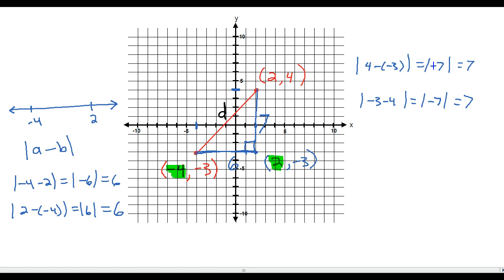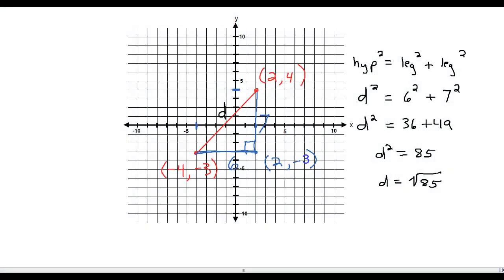So to find the horizontal distance, I subtracted the x-coordinates, and to find the vertical, I'm going to use the other two coordinates. To find one of the legs, I subtracted the x-coordinates and then took the absolute value. To find the other leg here, I subtracted the y-coordinates and took the absolute value. So now let's finish this problem by using the Pythagorean theorem, using 6 and 7 and D.